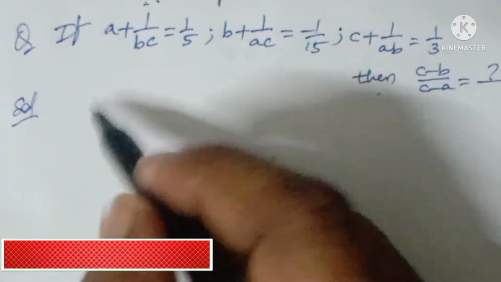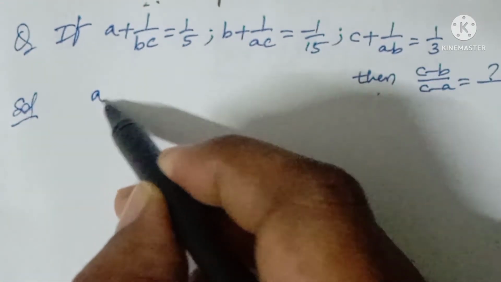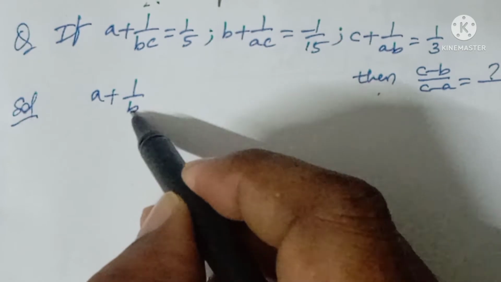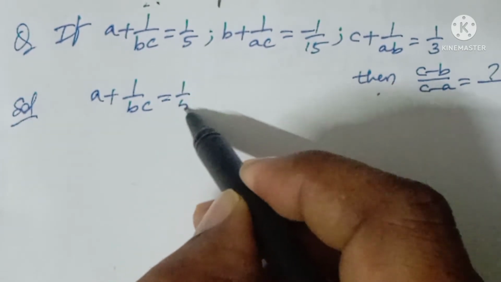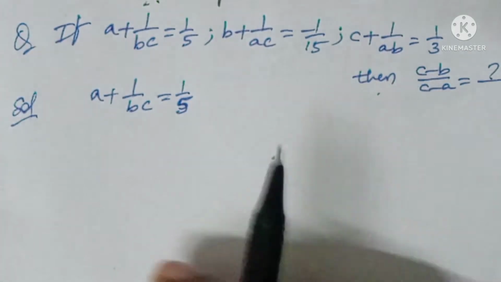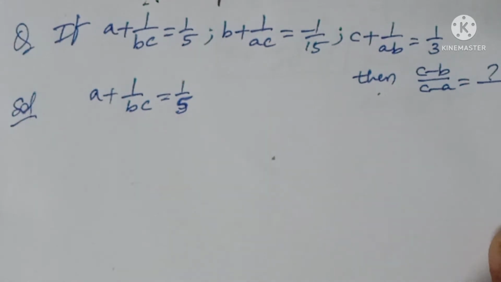So here, if you take the first one, a plus 1 by bc is equal to 1 by 5. So pause the video for 10 seconds and think about the problem. Maybe you will get some logic to do this problem.